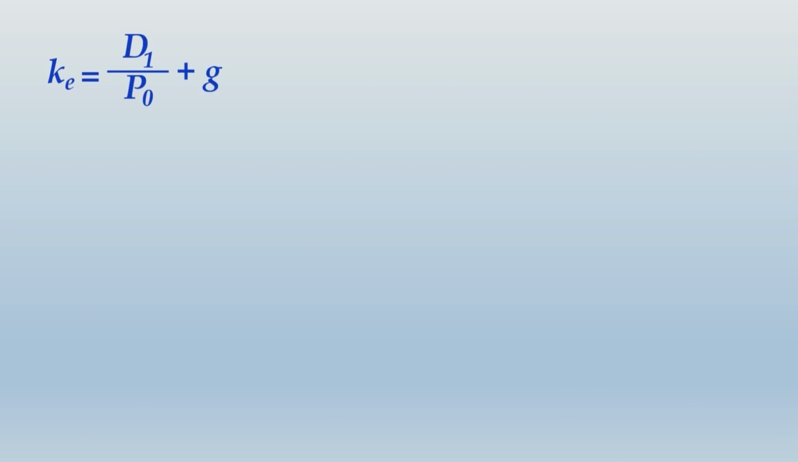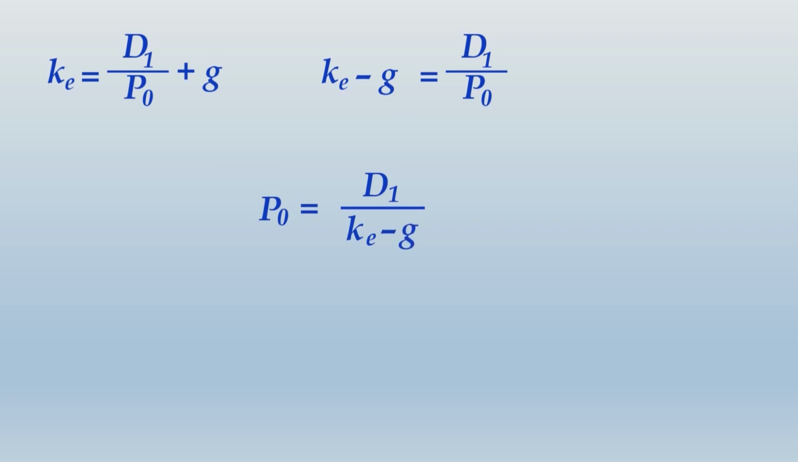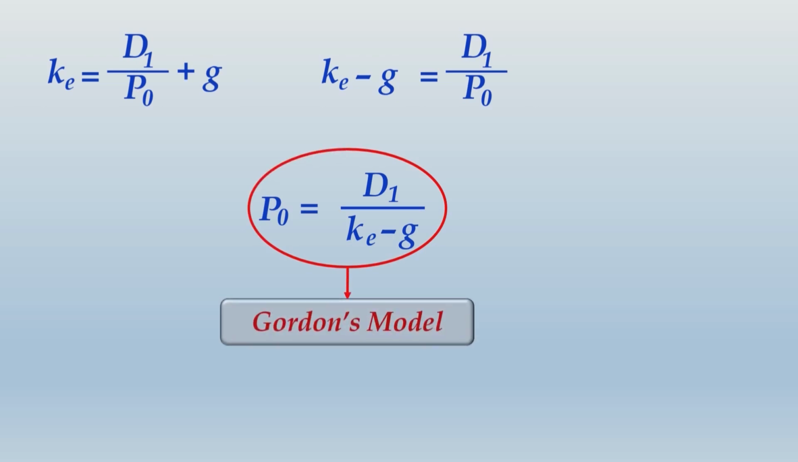Moving ahead from here, we would analyze this formula once again. If we simply take G from right hand side to left hand side, what we get is K minus G, and over right hand side we will be getting D1 by P0. And now when you cross multiply, this P0 comes here in the left hand side and K minus G comes over here in the right hand side as denominator. So what we get is P0 equals D1 upon K minus G. Now what we have always learned as Gordon's model for determining the value of the share. So P0 is the present value of the share. To determine this, you have to divide the expected dividend by the difference between the expected rate of return and growth rate, and this is what we call Gordon's model.